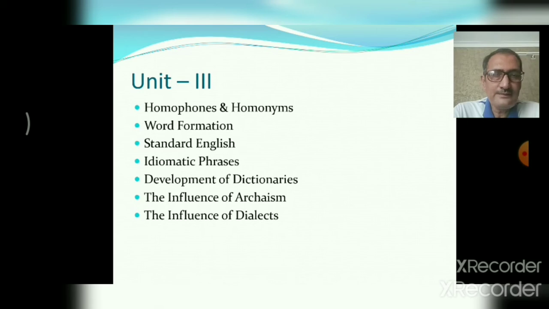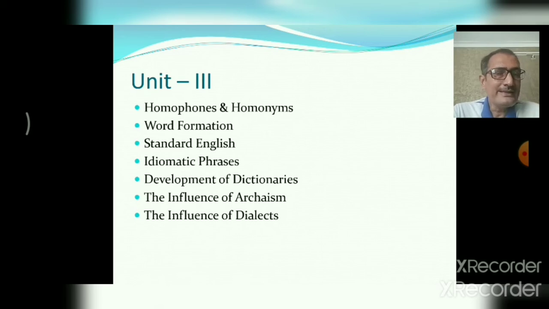Idiomatic phrases. Now, as we know, idiomatic phrases or idioms are the beauty of English language, beauty of any language. And how these idiomatic phrases came into existence will be discussed in this short note. What are their usage, how they are effective. So these things will be discussed in that short note.